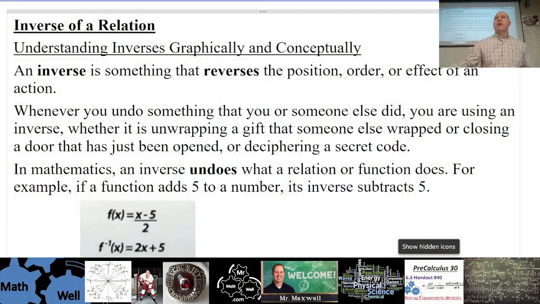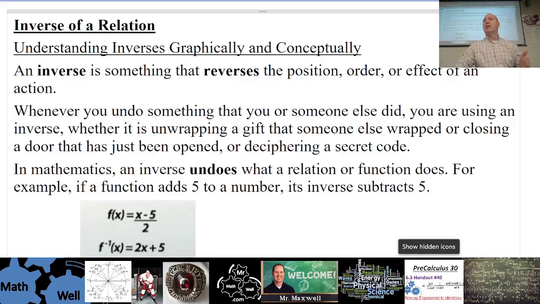All right, so here we are on 1.4 today. This is the last section of chapter 1. 1.4 talks about inverse of relation. So this is, I would say, quite different from the first three sections. The first three sections talk about transformations, right?